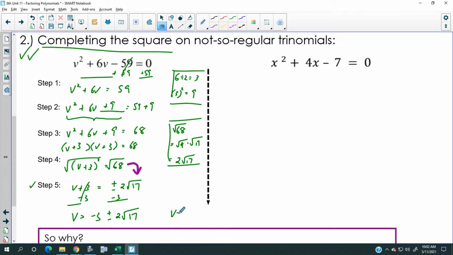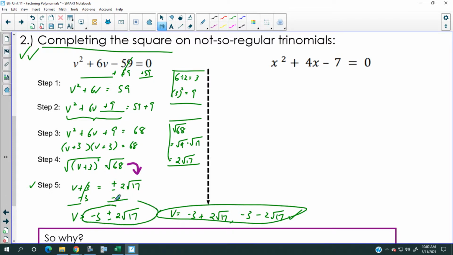You can do negative 3 plus 2 square root of 17 and negative 3 minus 2 square root of 17, just like that. It's perfectly okay to do that, all right? Because sometimes they'll write the answers that way, sometimes they'll write the answers this way, okay?